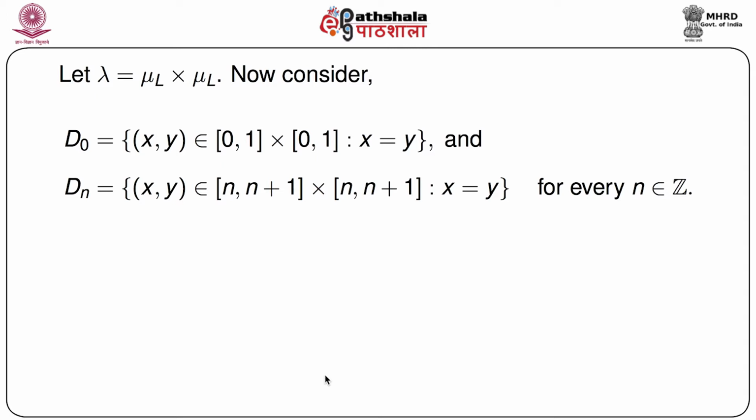One is D naught, the set of (x, y) such that (x, y) belongs to [0, 1] cross [0, 1], where we take all the intervals as closed intervals, such that x equals y. And a sequence of sets, that means for every n belonging to the set of integers, D n equals the set of (x, y) belonging to [n, n plus 1] cross [n, n plus 1], again closed, such that x equals y. So these are the two things we have defined: one is a sequence of sets, another is one set.